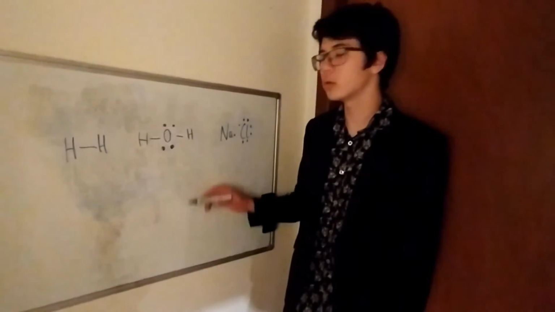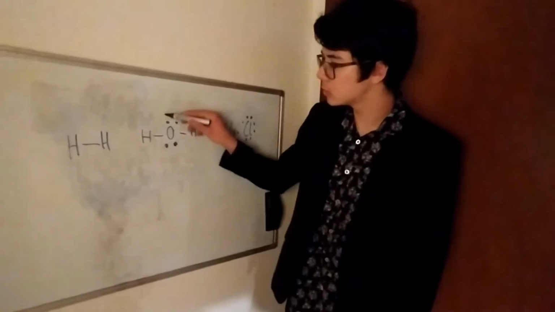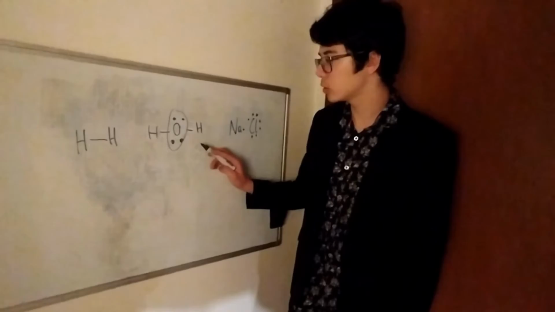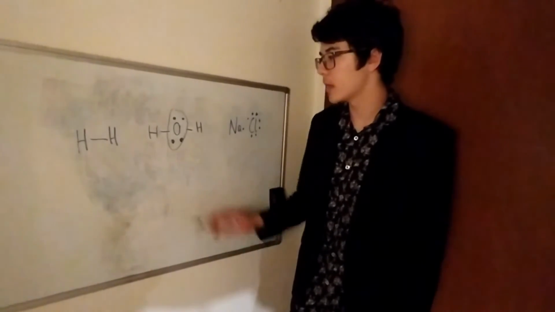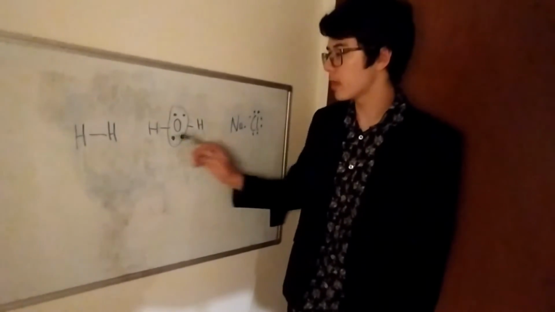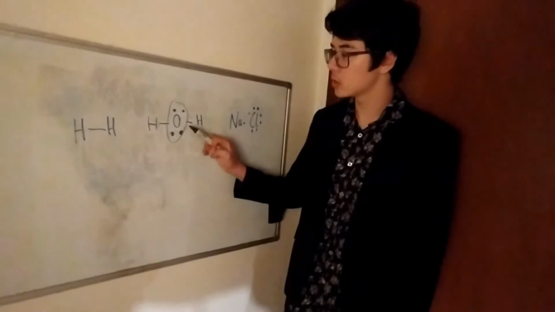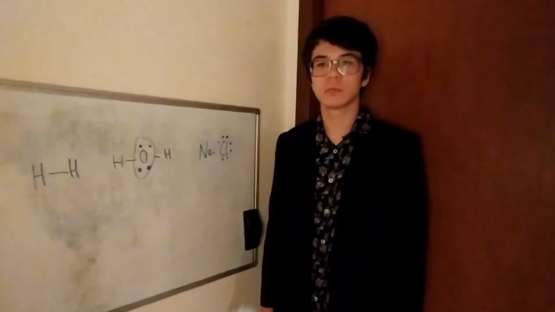Water, or H2O, is polar because oxygen is more electronegative than either of the hydrogen atoms, and it uses the electrons of either hydrogen atom more than the hydrogen uses the electrons of the oxygen atom.